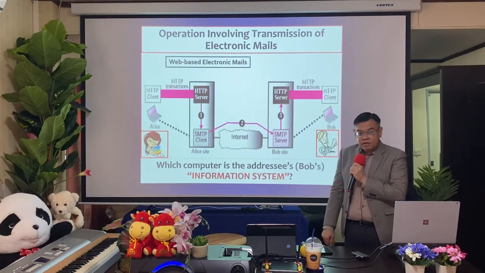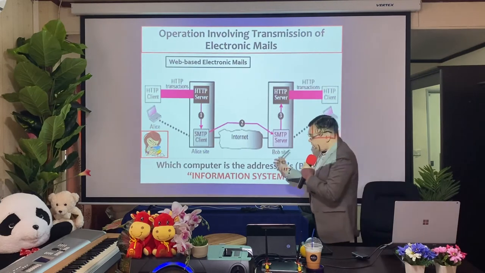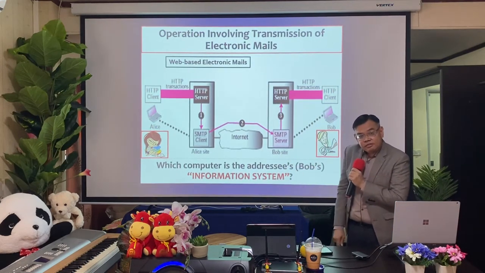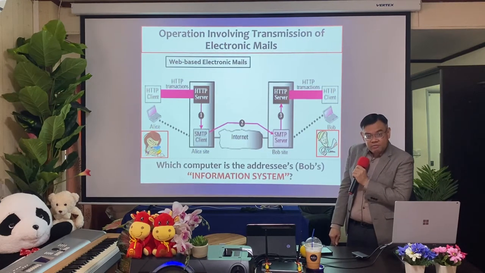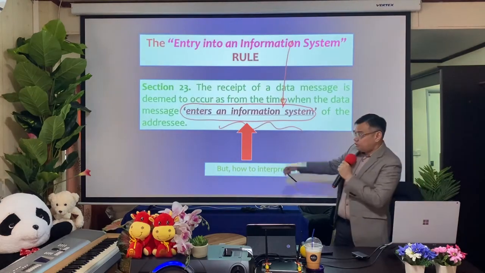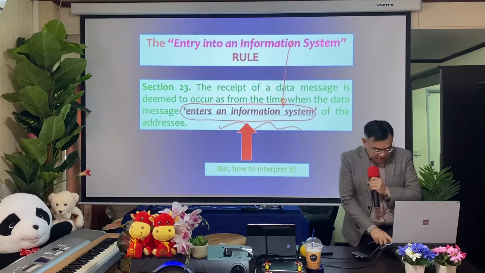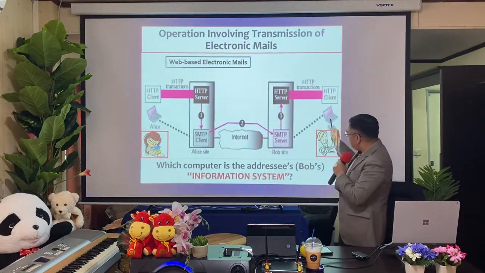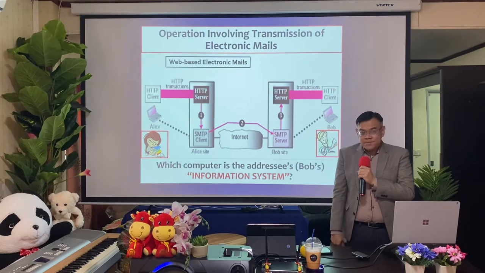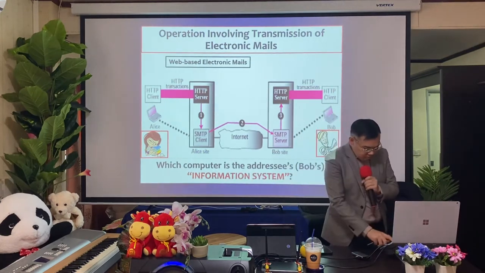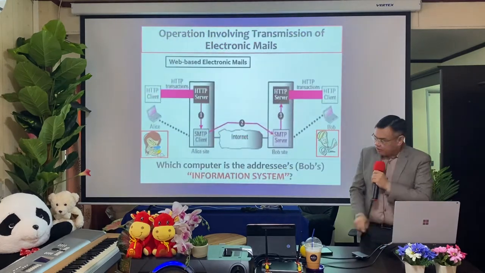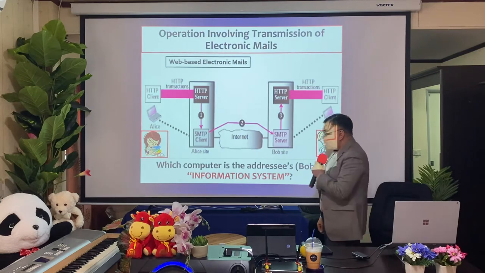In this case, can we interpret that once the message sent by the sender reaches the mail server of the addressee, it has entered an information system of the addressee? The word information system, as used in section 23 of the ETA of this country, refers to which computer, the server or the client? I have told you that the prevailing view nowadays is that the word information system, as used in section 23 of Thailand's Electronic Transactions Act 2001, should refer to the mail server.